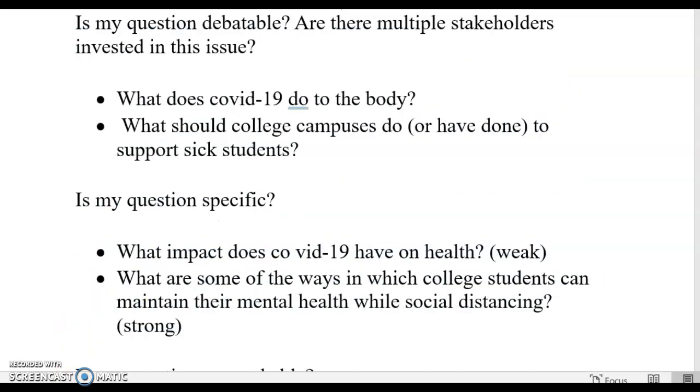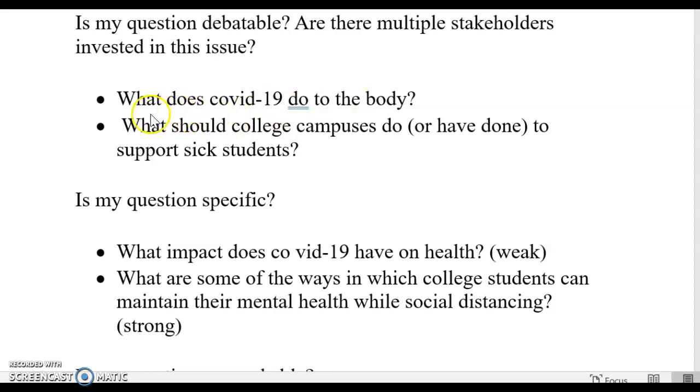Now, the first thing that I want to say is that identifying a strong research question that's going to drive your research can be really challenging, and it sometimes takes several different revisions of the question to get to where you want to be. One thing that I really want to make sure you're paying attention to is the idea of debatability. Are there multiple answers to your question? Are there going to be different stakeholders who answer your question differently?